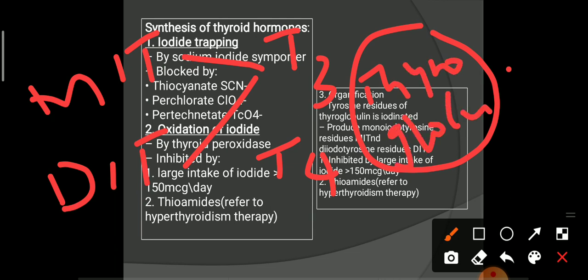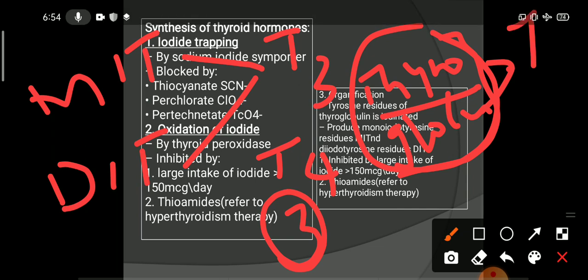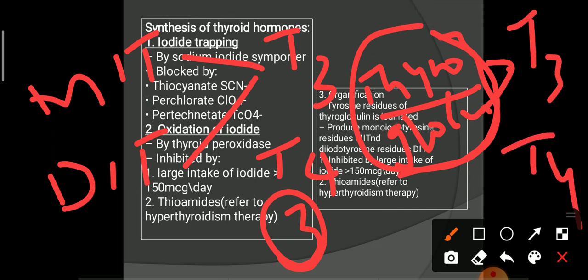These are packed in the thyroglobulin. What does this thyroglobulin do? It doesn't allow the release of T3 and T4 into peripheral circulation. Now here comes our third enzyme, that is thioendopeptidase. This thioendopeptidase breaks down the thyroglobulins and releases T3, T4 into peripheral circulation.